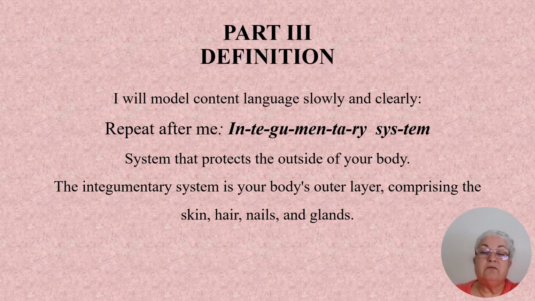Dear students, the skin is the largest organ of the body. It's a system that protects the outside of your body. It's the body's outer layer and comprises the skin, hair, nails, and glands. Now I want you to repeat after me. Integumentary system. Once again, repeat after me. Integumentary system. Very good. Nicely done.